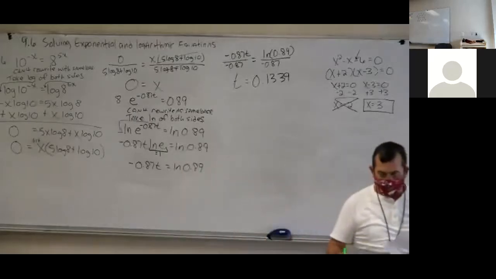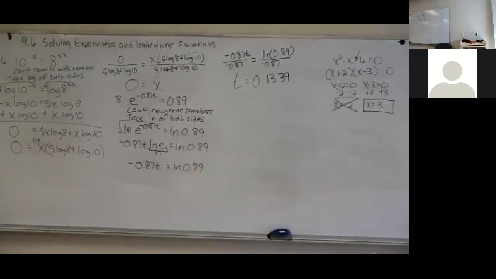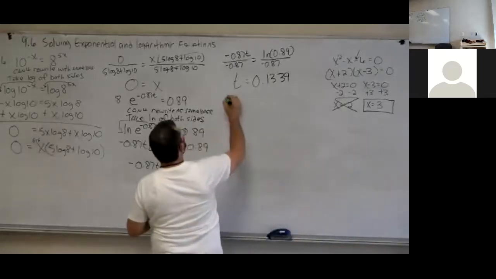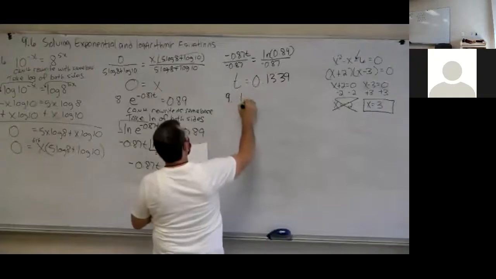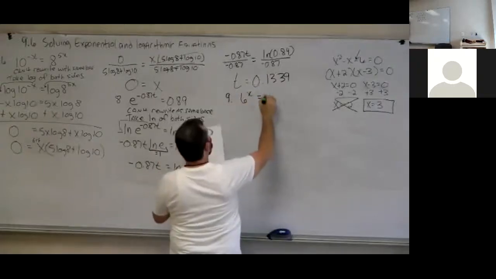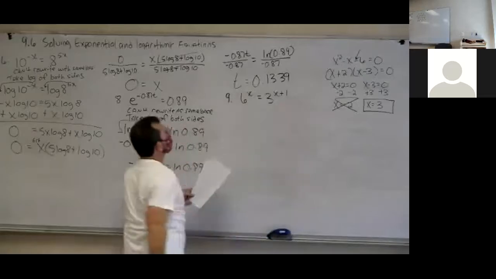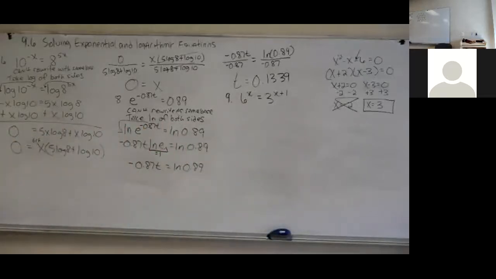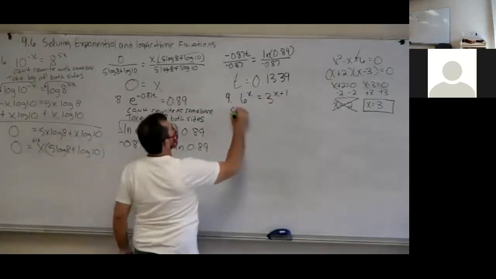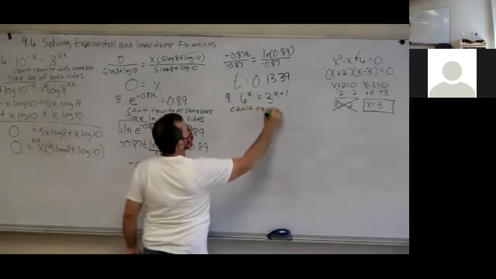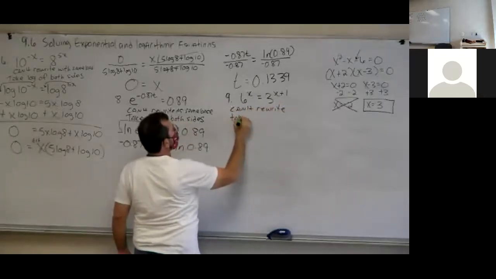I know I skipped another one in here. I don't think I did number 9. 6 to the x equals 3 to the x plus 1. Well, can't rewrite those bases to match. So I'm going to take logs of both sides. Since I don't have the e, I'm going to take the logs. So I can't rewrite. So I'm going to take log of both sides.